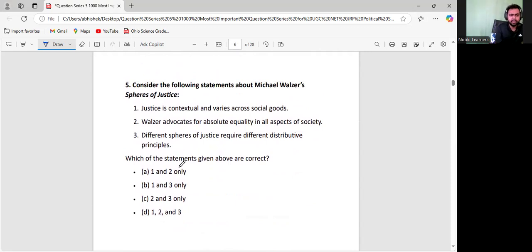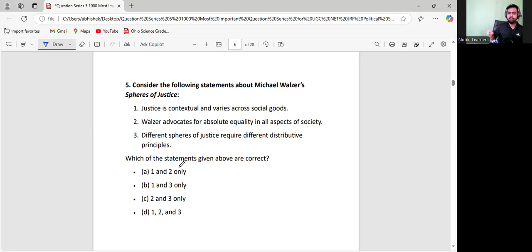Justice is contextual and varies across the social goods. That's true. What justice means for me does not mean the same for a person who is in Saudi Arabia or maybe in a different nation. So the meaning of justice varies from one society to another society. Maybe for one woman wearing a burqa is justice. For another woman, if they're compelled to wear a burqa, that is injustice for them, right? So this is what justice is.